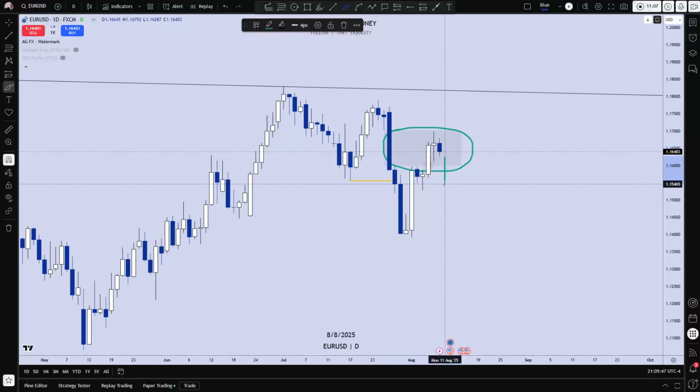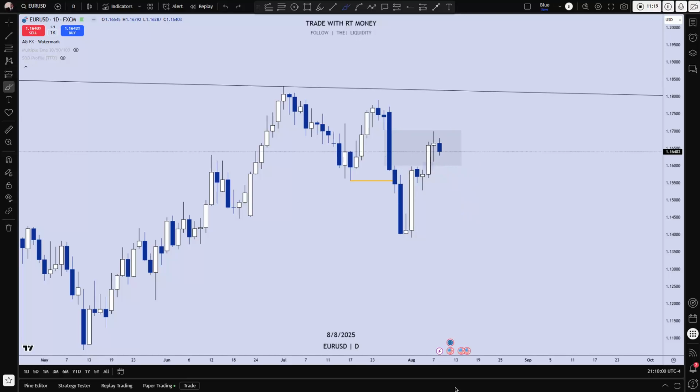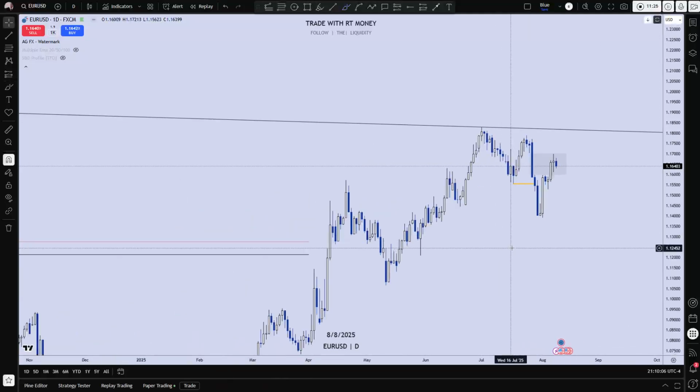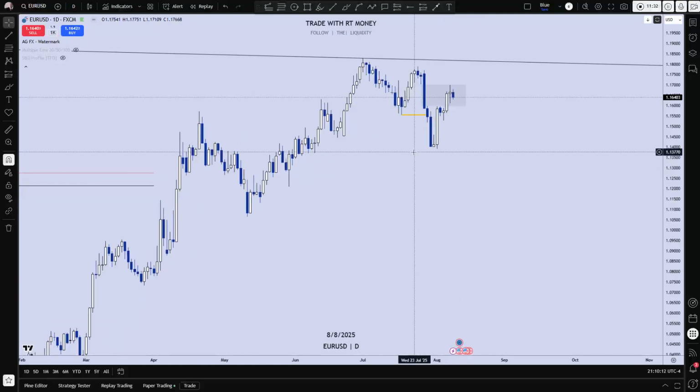I'm looking for price to attack external range liquidity at the low, not this low, this low. I'm looking for this to happen, and I'm looking for that to happen in the near term. Okay, so that's it. I am bearish in this market. I hope this is enough to compel you to think, yeah, he might be onto something.